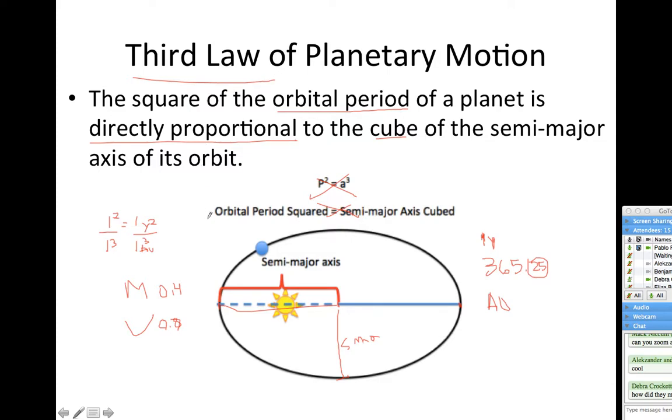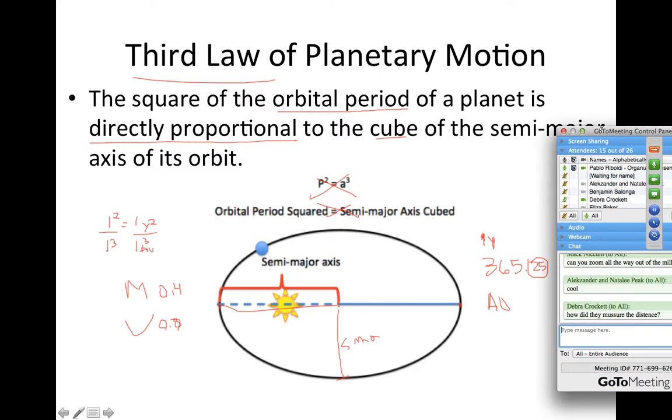And with this, they were able to figure out the distance of Mars and the Sun, of Jupiter and the Sun, and Saturn and the Sun. Those were all the planets that they were able to see at this time.